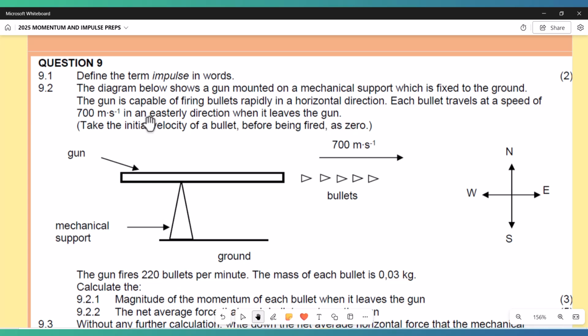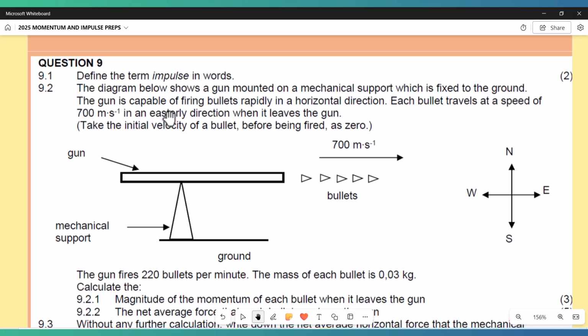This question says, define the term impulse in words. Anybody who remembers? What did we say is impulse? We said the product of the net force and the change in time over which the net force acts on the body.